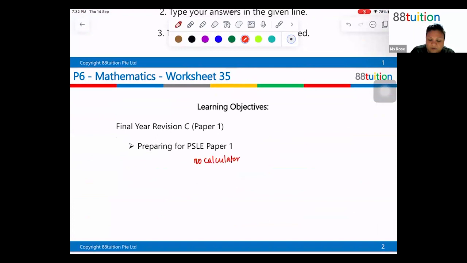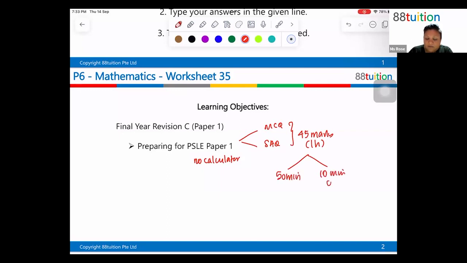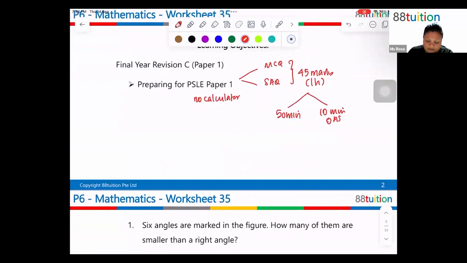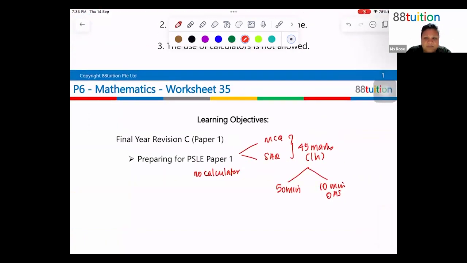Now just a quick recap. Paper one is made up of the MCQ and SAQ. It is 45 marks, and you have 1 hour to do it. I would suggest you try and complete it in 50 minutes so that you have 10 minutes for the OAS and to check. Try and split it as much as possible. Calculator is not allowed in this particular paper.